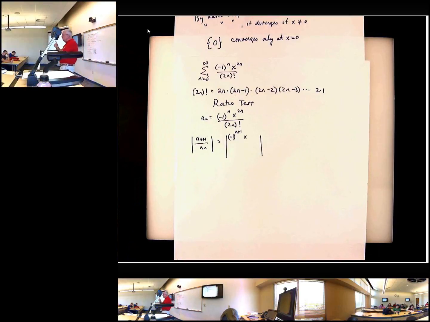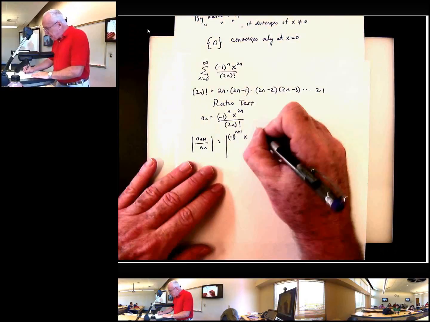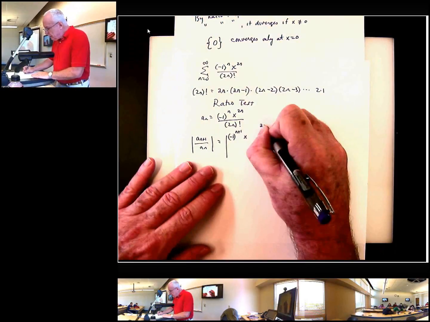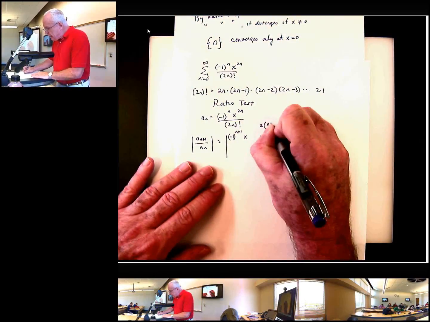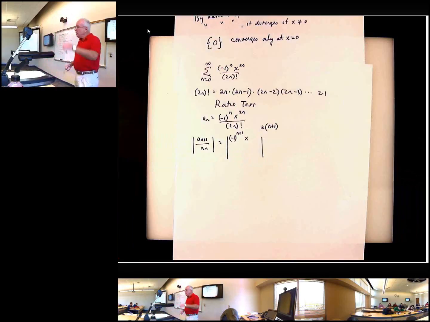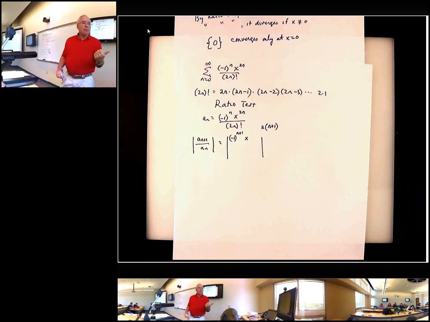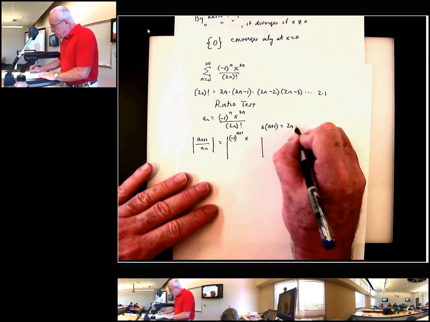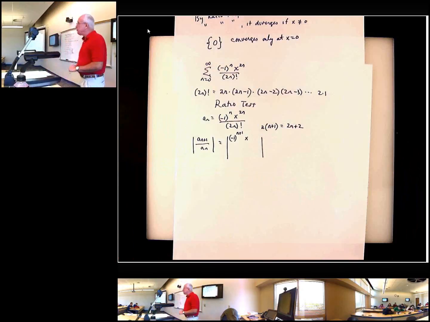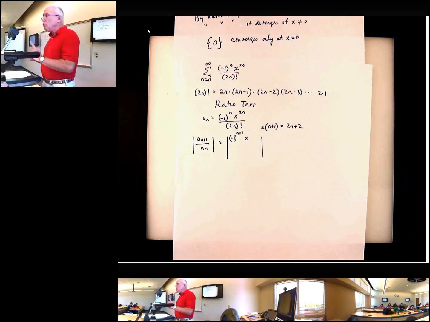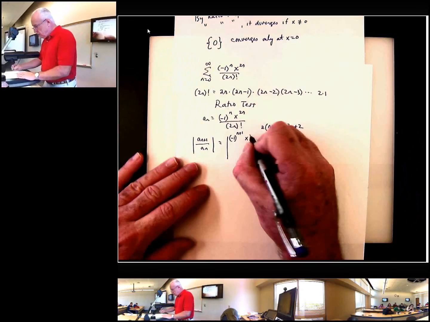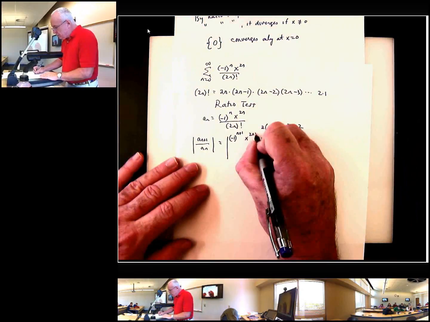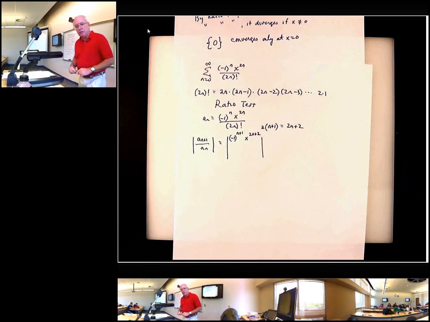Yeah, 2n plus 2. Be careful with this. I've got 2n. I have to replace that n with n plus 1, but I'm multiplying it in front by a 2. So we have to be careful. I distribute and I get 2n plus 2, not 2n plus 1. So that new exponent up there is 2n plus 2.